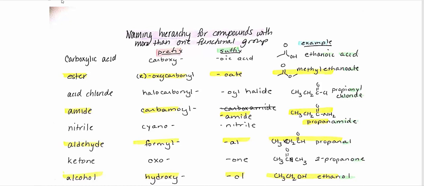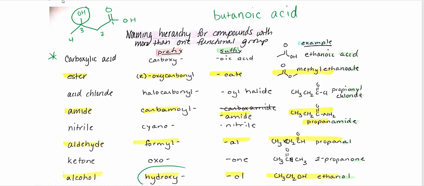So for example, if we had a compound that had a carboxylic acid over here, and let's say it had an alcohol group here. Well, the carboxylic acid being at the top of the list, that means the name of the molecule will end with oic acid. We're going to number starting with the carboxylic acid, so this would be butanoic acid. And then we have this alcohol substituent. And the alcohol, it's right down here at the bottom. The prefix for an alcohol group is hydroxy. So this would be 3-hydroxybutanoic acid.